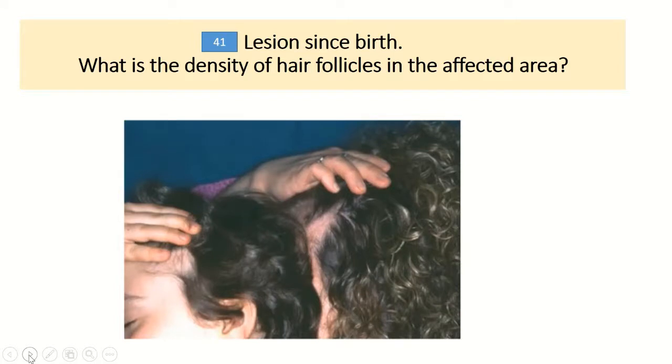Question 41, lesions in sparse, what is the density of hair follicle in the affected area? This figure shows triangular patch of alopecia in the temporal area of the scalp. The diagnosis is compatible with temporal triangular alopecia. And on trichoscopy, terminal hairs are reduced compared to increased vellus hairs.